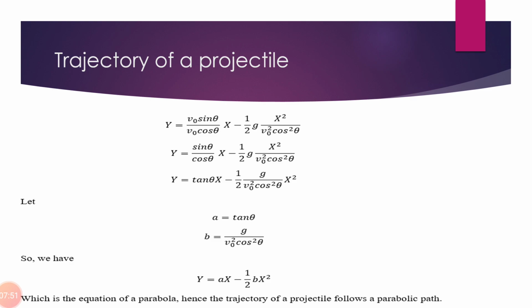So sin theta upon cos theta is replaced by tangent theta, x minus half. We are separating the term g over v0 square cos square theta with x square. Now replacing tangent theta with a and g over v0 square cos square theta with b, we get y is equal to a x minus half b x square, which is the equation of a parabola. So that means that the trajectory a projectile follows is a parabolic path.